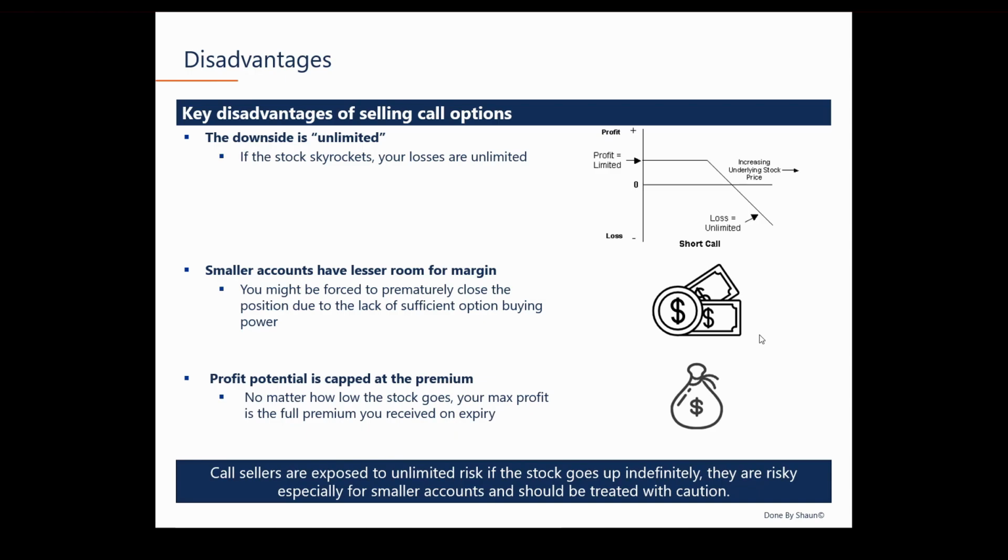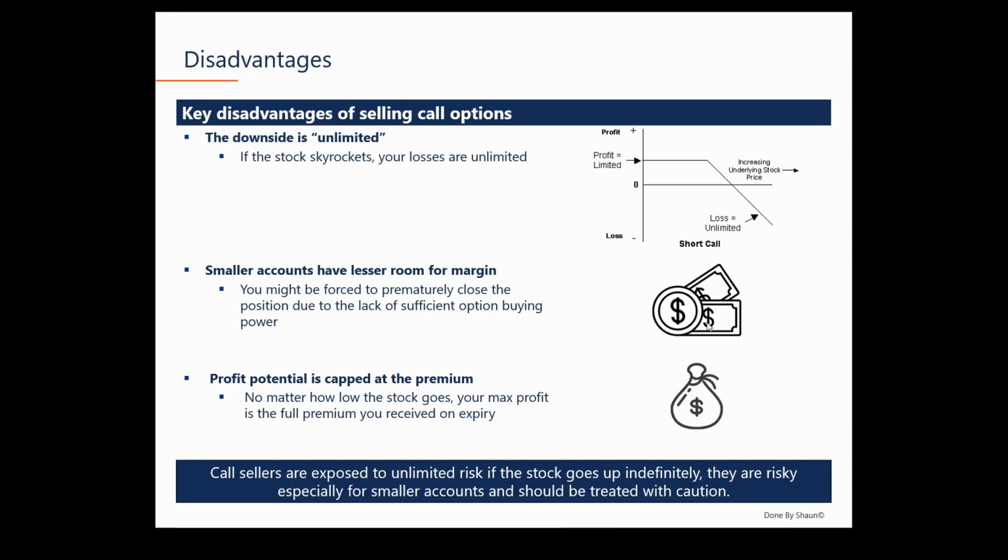Next, profit potential for selling calls is capped at the premiums you receive. Say you sold a call option and you received $300 for it for that month. When the option expires worthless, the maximum that you make is capped at $300. No matter how low the stock goes, your profits are capped. Well, I view this more as a limitation rather than a disadvantage, but it's something that's good to know.